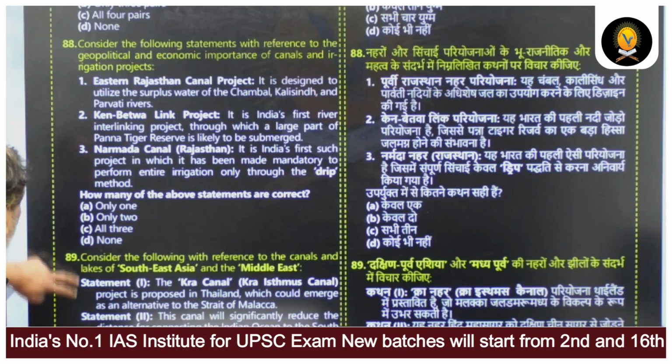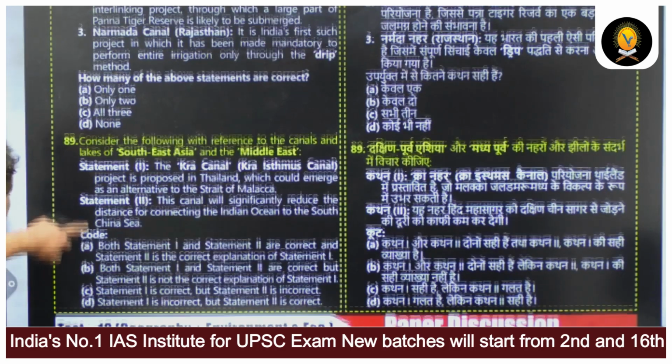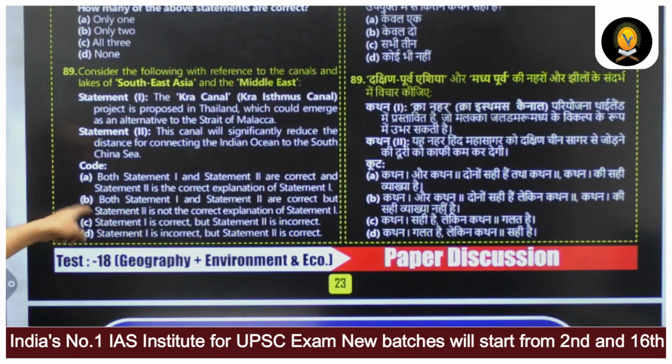Narmada Canal. Now, consider the following with reference to the canals and lakes of Southeast Asia and Middle Asia. The Kra Isthmus Canal project is proposed in Thailand, which could emerge as an alternative to the Strait of Malacca. Yes, this canal will significantly reduce the distance for connecting Indian Ocean to the South China Sea. Yes. So, 89 correct, and explanation is also correct. Correct, it is Thailand which emerged as an alternate to the Strait of Malacca.